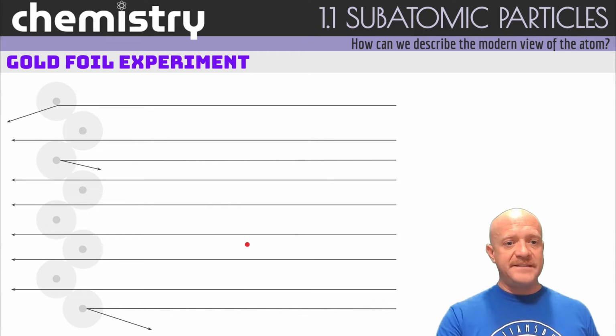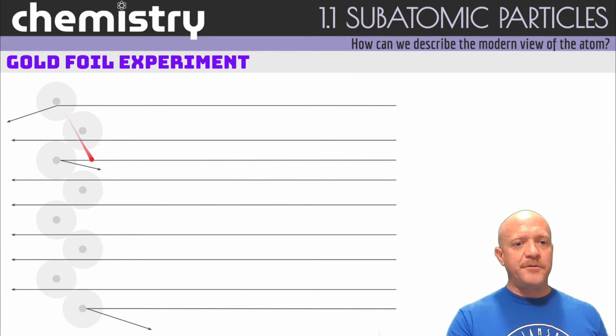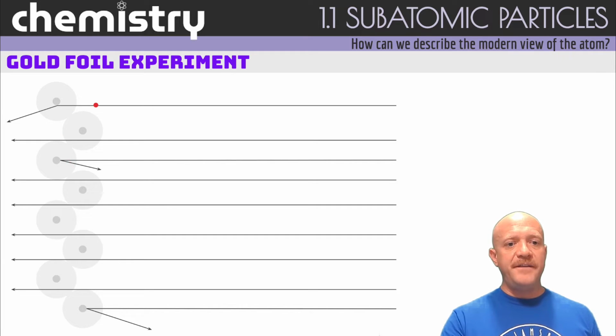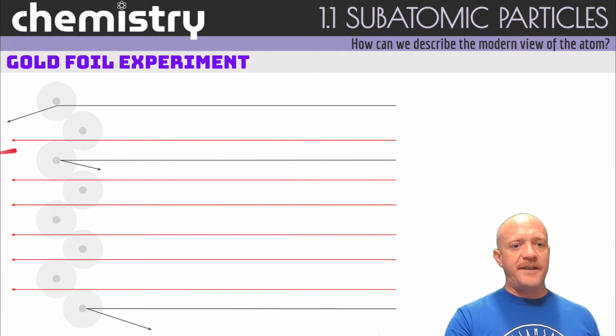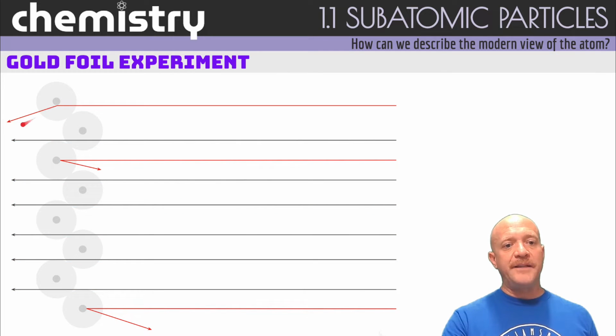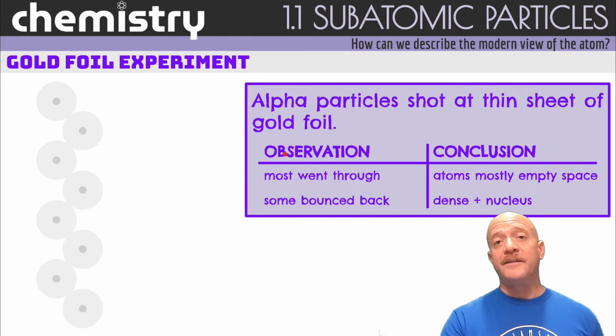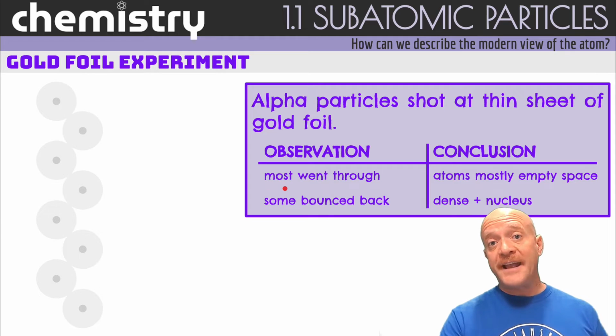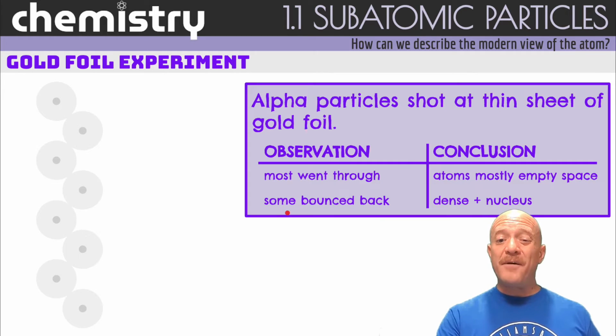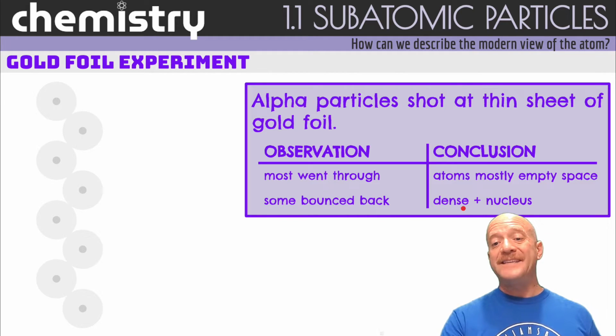So basically this is a diagram of what it would look like from the side. This would represent the gold foil. Most of the alpha particles went straight through, and some were either deflected or bounced back. So what happened in the gold foil experiment is alpha particles were shot at a thin sheet of gold foil. The observation was that most of them went through. The conclusion is that the atoms are mostly empty space. But some of the alpha particles bounced back, and the conclusion drawn from that is that this was a very dense and positively charged nucleus.